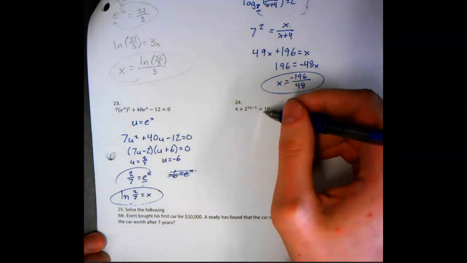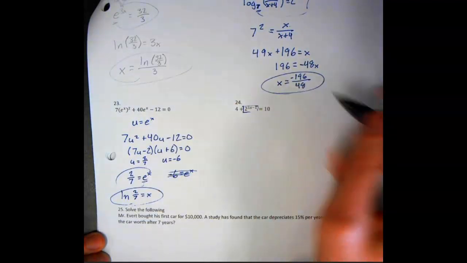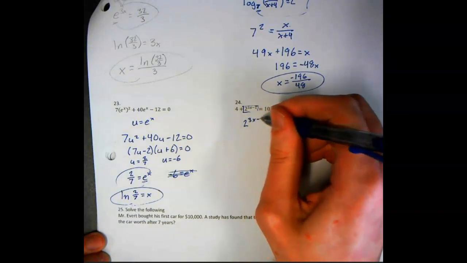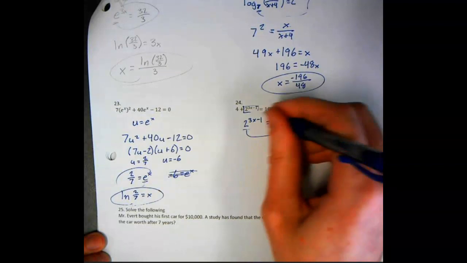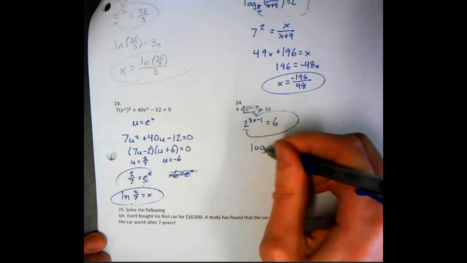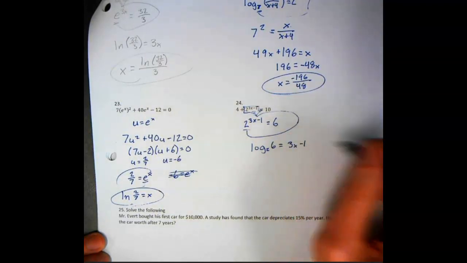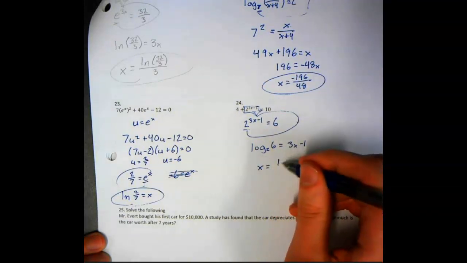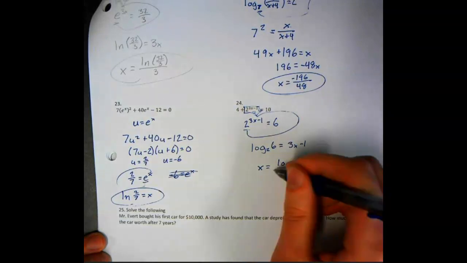For problem 24, we want to get this by itself, so we'll subtract 4, and we'll have 2 to the 3x minus 1 equals 6. Now we can do our log snail, and we'll have log base 2 of 6 equals 3x minus 1. Add our 1, divide by 3, x equals log base 2 of 6 plus 1 over 3.